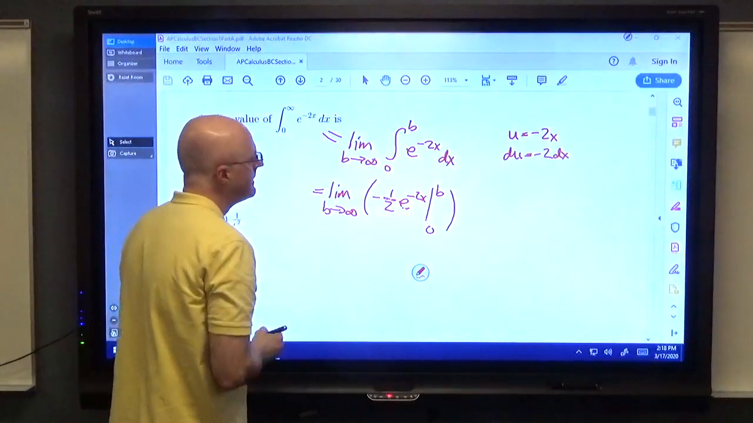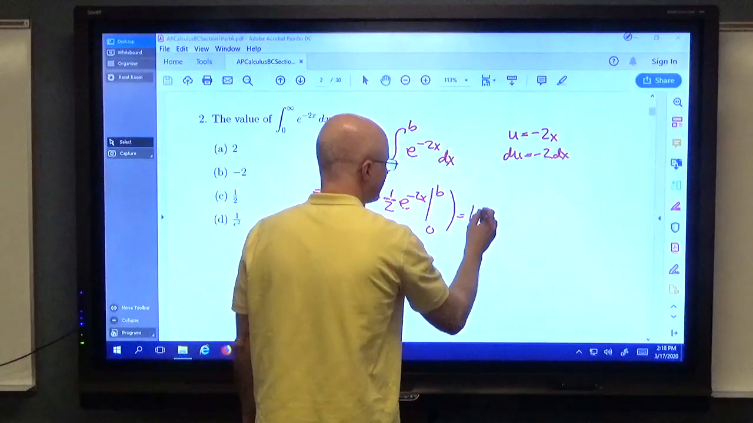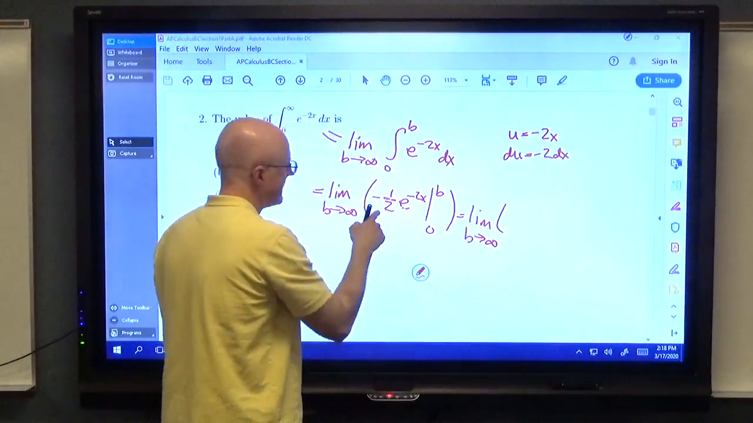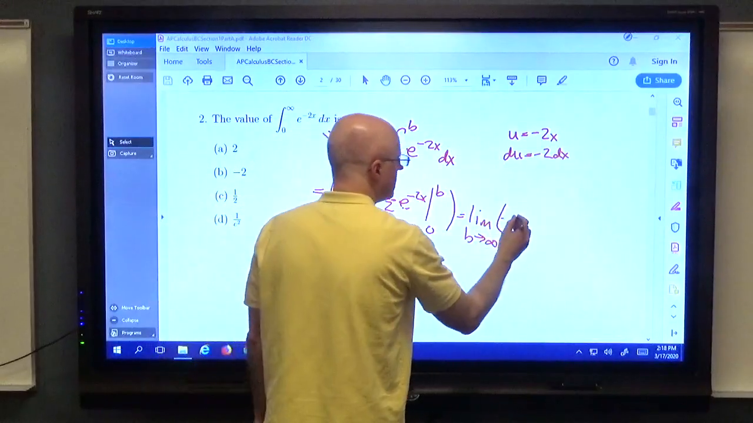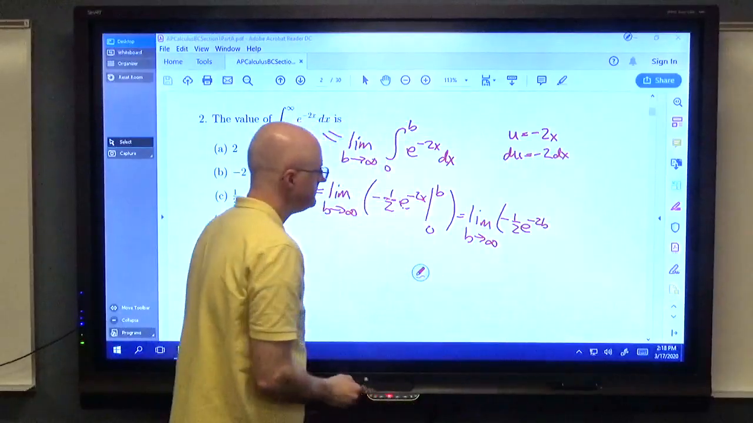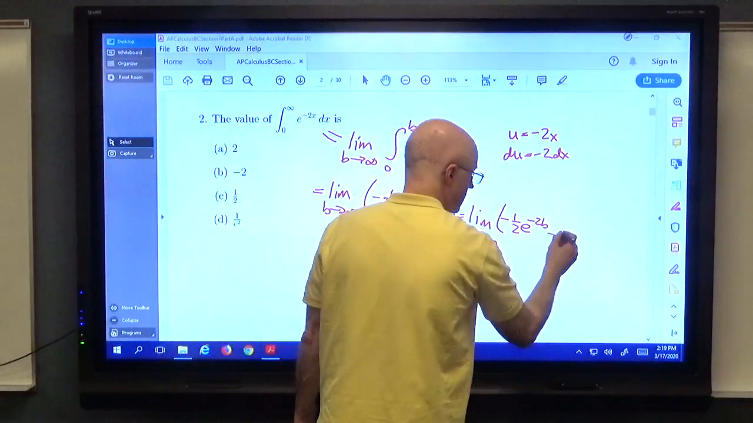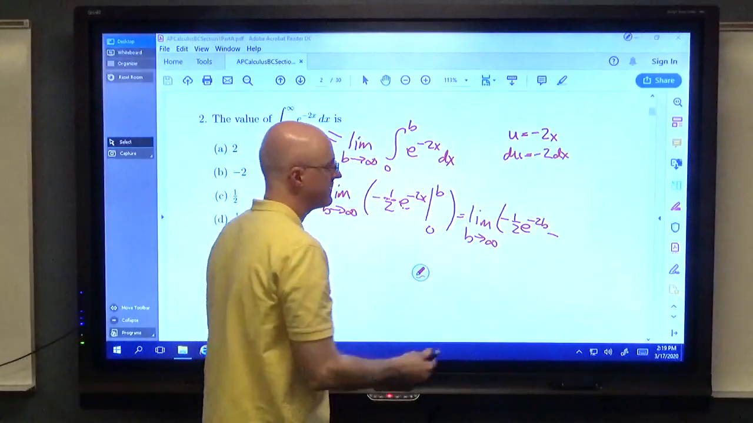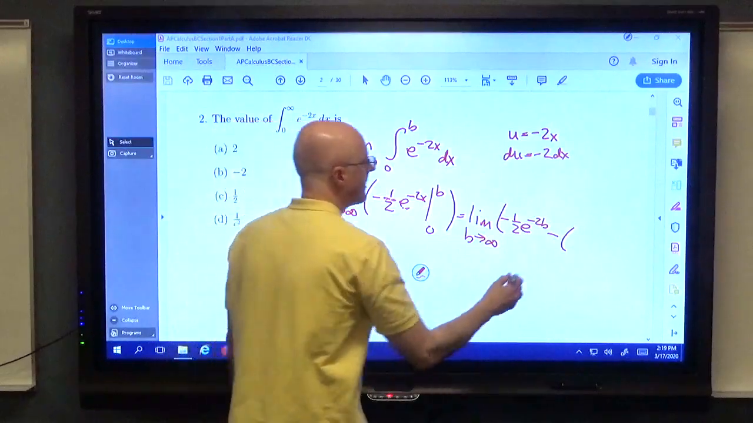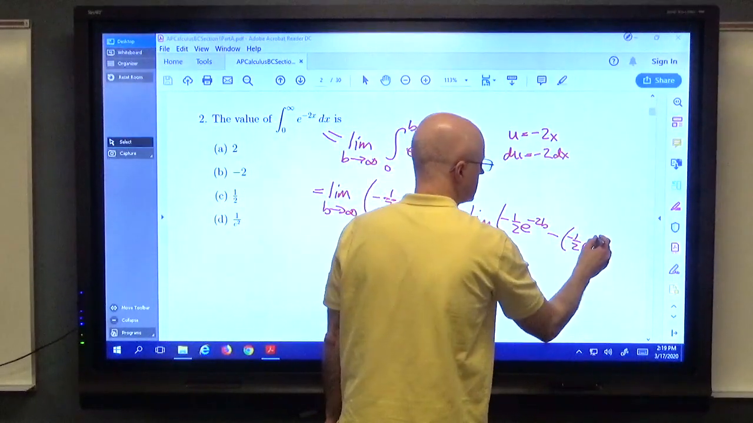Okay? So now go ahead and plug in your limits of integration. You always have to be careful about minus signs in this kind of thing. There's a minus sign here. We have negative 1/2 e to the negative 2b when we plug in x equals b. Then we need to subtract, because I'm using the fundamental theorem of calculus, what I get when I plug in the lower limit, 0. Negative 1/2 e to the negative 2 times 0 is e to the 0.